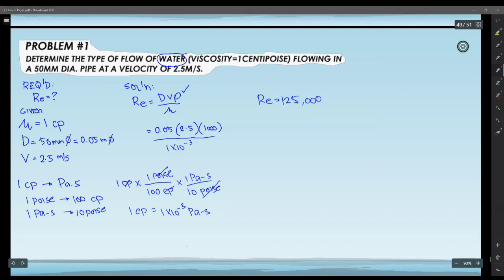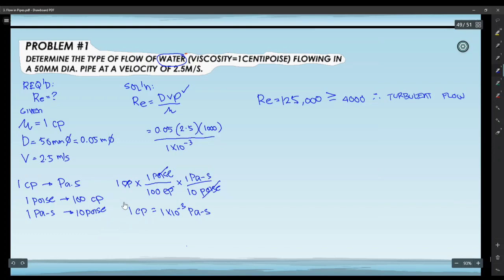Pero hindi pa dito natatapos yung ating solution. So again, ang pinapahanap dito is ano ba daw yung type of flow ng water. So guys, since ito is greater than 4,000, therefore we can conclude that this type of flow is under the category of turbulent flow. So madali lang, di ba? So ano lang dito, take note of the conversions na lang for absolute viscosity. So baka dun tayo mahirapan.